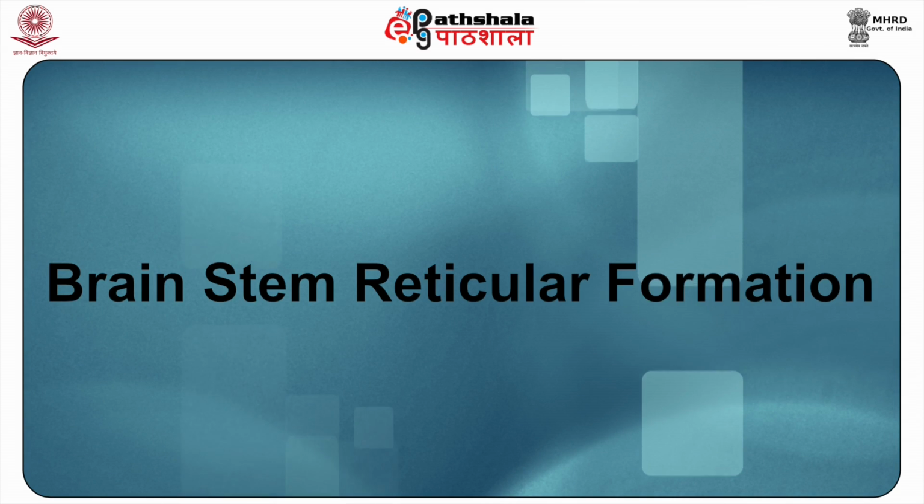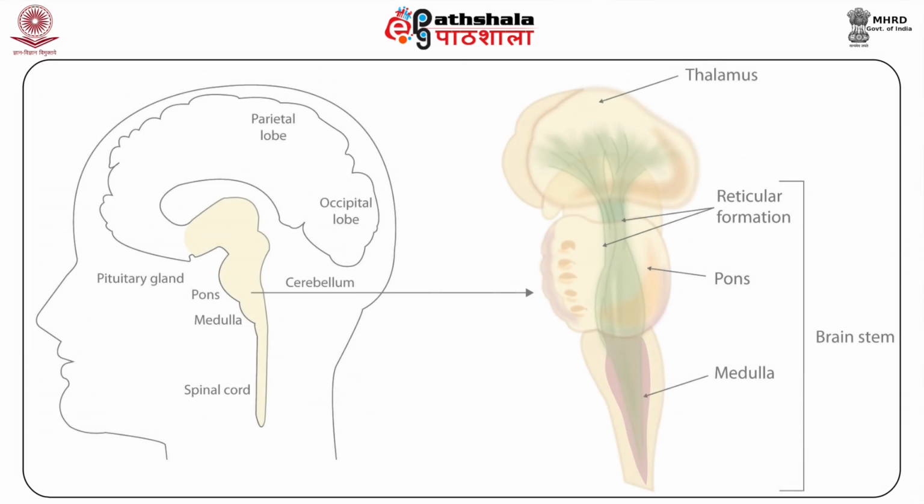Brainstem reticular formation. The network of nerve pathways and nuclei throughout the brainstem connecting motor nerves and sensory nerves to and from the spinal cord, the cerebellum and the cerebrum. The figure shows the location of the brainstem reticular formation.